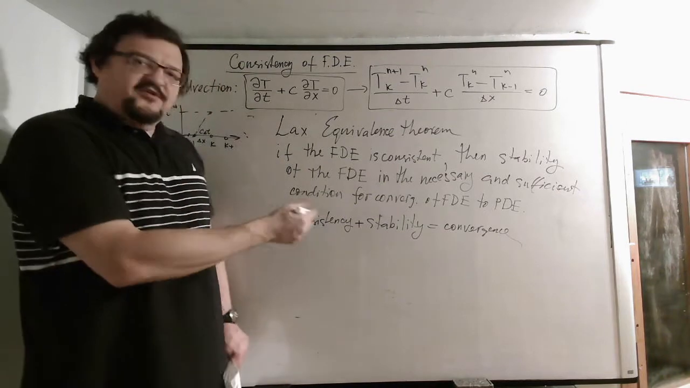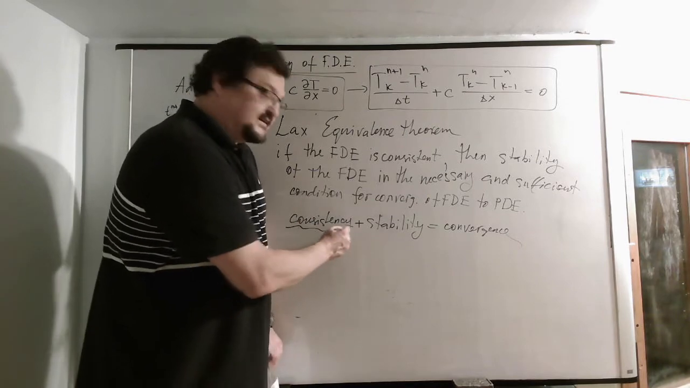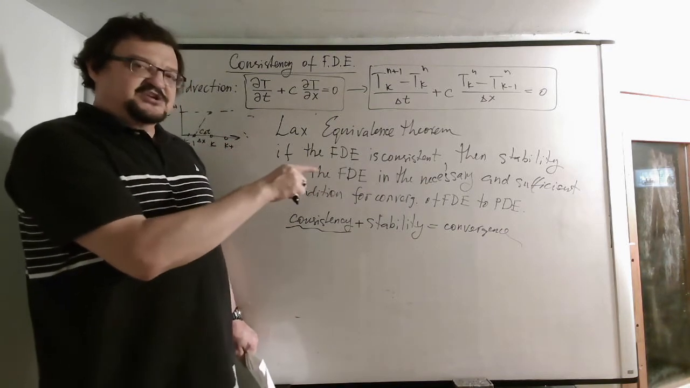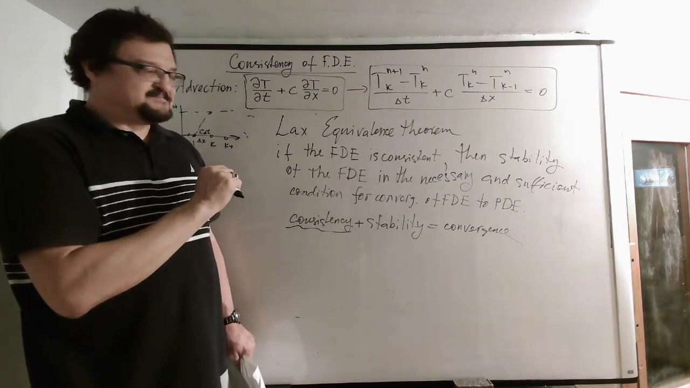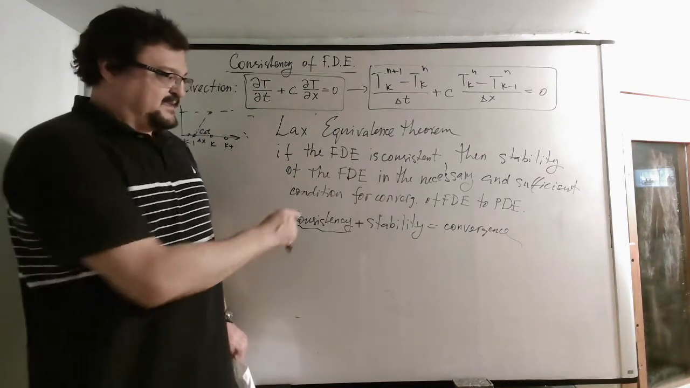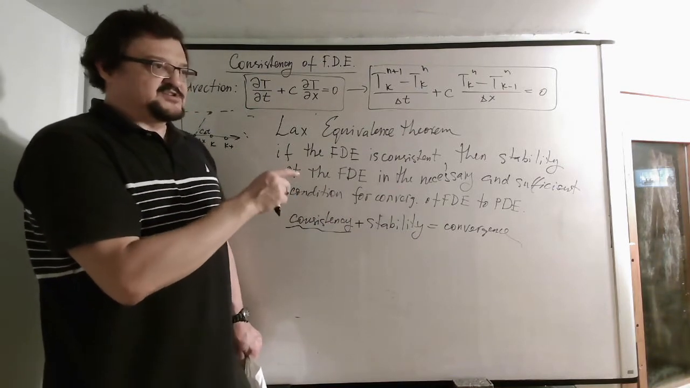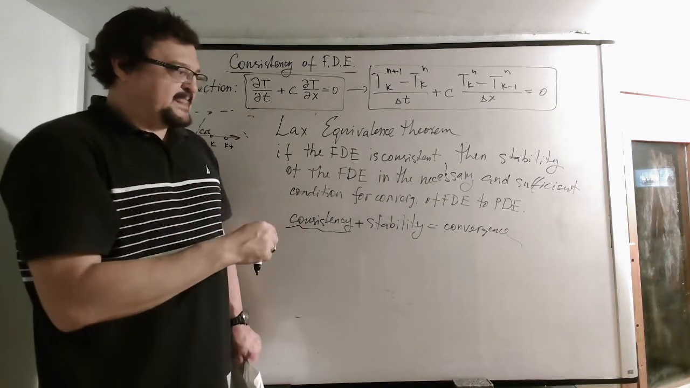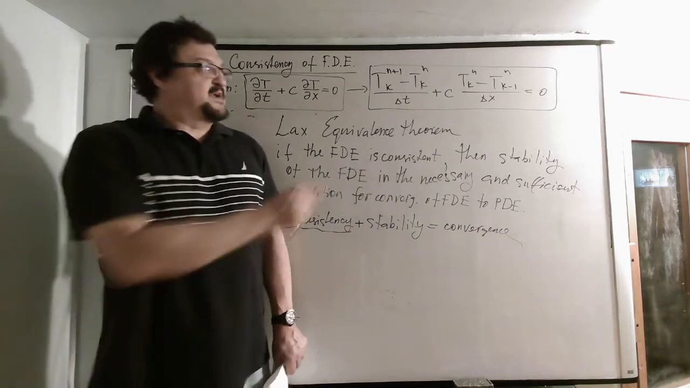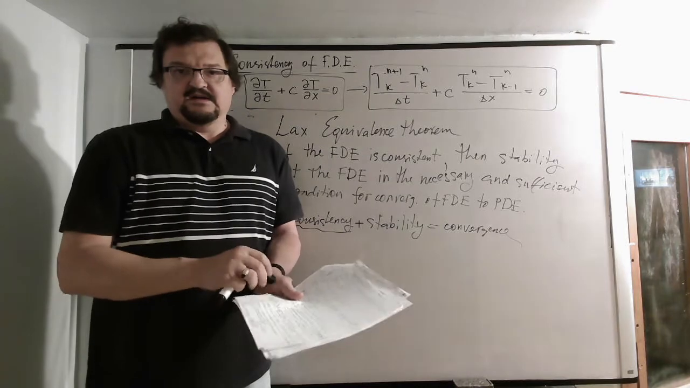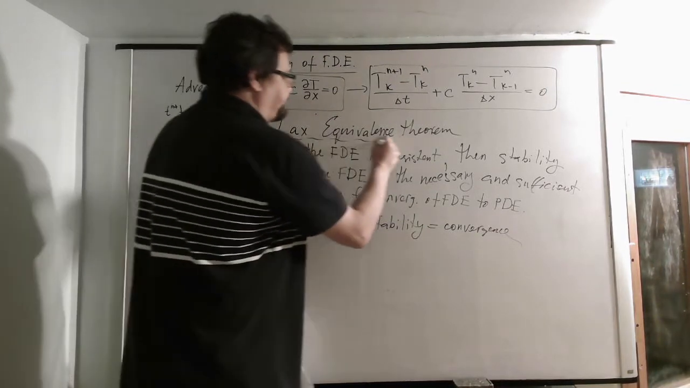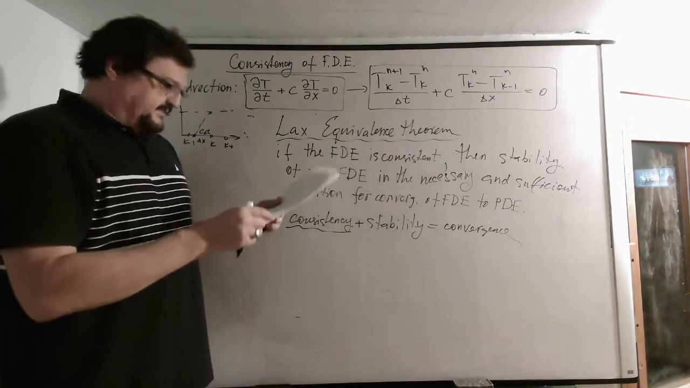So this theorem basically tells you that as long as your scheme is consistent, that is, when delta x, delta t, delta y, delta z approach 0, you can theoretically show that it approaches your original calculus equation, but that's not sufficient. Also your scheme must be stable, so your solution does not blow up, so there is some constraint on the time step as a function of grid spacing. And if it's stable, then it guarantees that your numerical solution is converging to your true partial differential equation solution. So this is a very useful theorem, the Lax Equivalence Theorem.